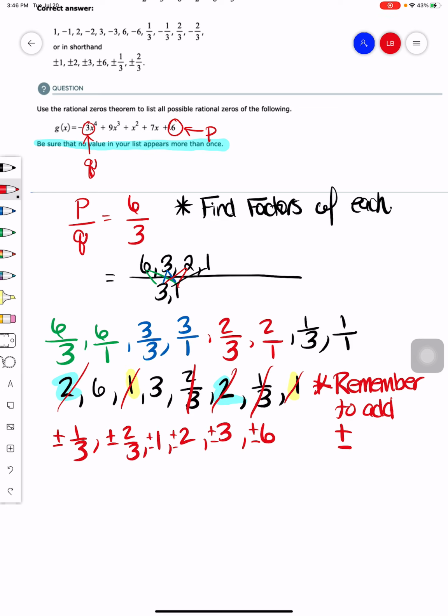And that, if you look up top, is my answers. But what they did is they started with 1, 2, 3, and 6, and then they wrote the 1/3 and the 2/3, but that does not matter. As long as you have them there, you would get it scored correctly. And that's it. So that's how we got our answer. I hope this helps.